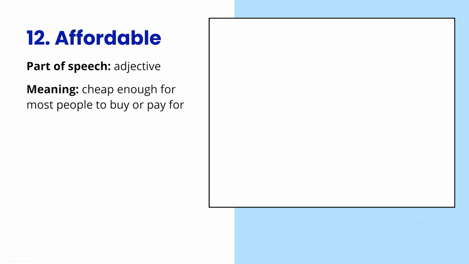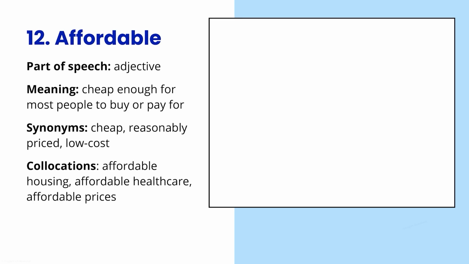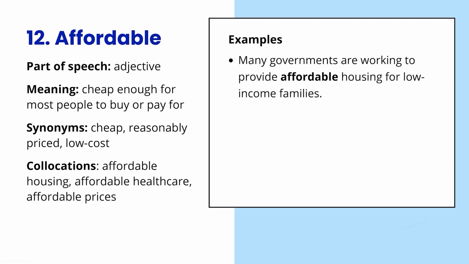Moving on to number 12, which is affordable. Affordable is an adjective and it means cheap enough for most people to buy or pay for. And synonyms are cheap, reasonably priced, and low cost. Collocations: affordable housing. So this means most people can afford that housing. Affordable healthcare, same thing. Most people can buy it. Most people have enough money. Affordable prices. Many governments are working to provide affordable housing for low-income families.